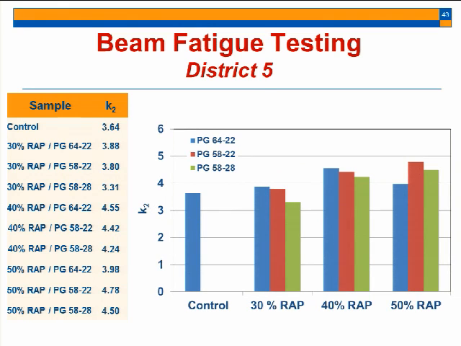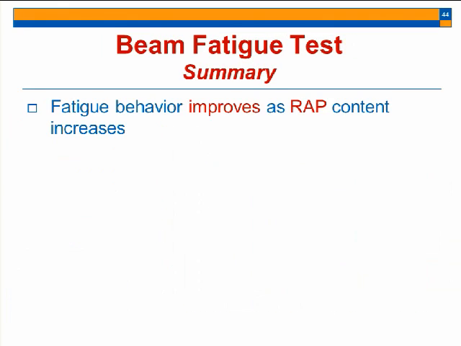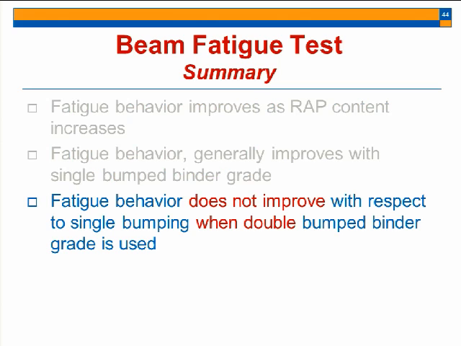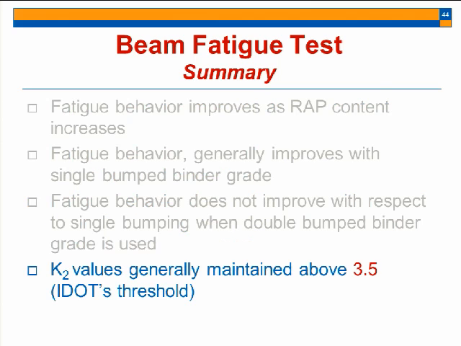But in a nutshell, all of these values were above 3.5, which was very important because this is the IDOT's lower threshold of these K2 values for their mixtures. So irrespective of how they behaved, all of them were above 3.5.